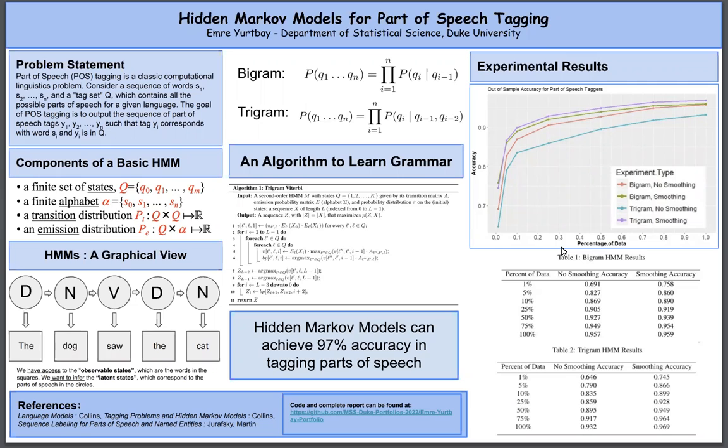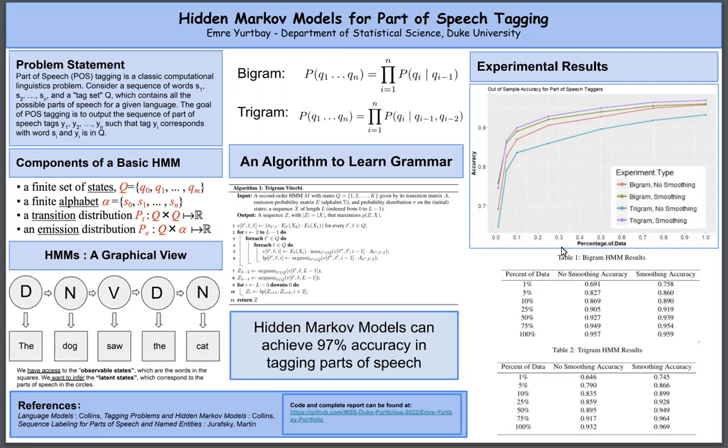Smooth trigram HMMs outperform their unsmooth counterparts by a significant margin. And unsmooth trigram HMMs are the worst performers in our experiments, and they're prone to major overfitting. So all these results can be seen in the plot in the upper right-hand corner.